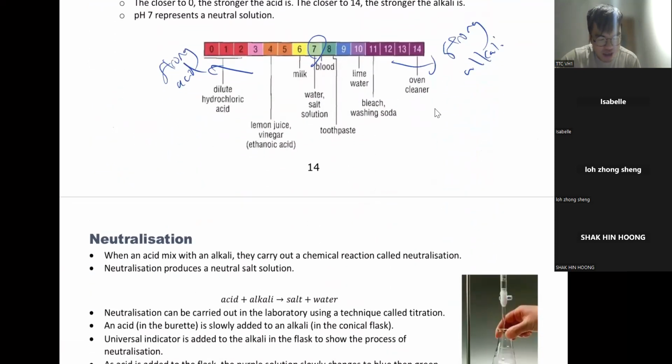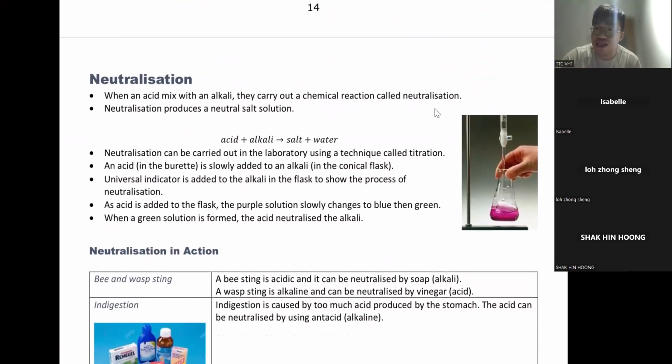Okay, so next, this is the pH scale. You remember what is neutralization? Neutralization is when we add acid and alkali, we cancel each other out, so they become neutral.